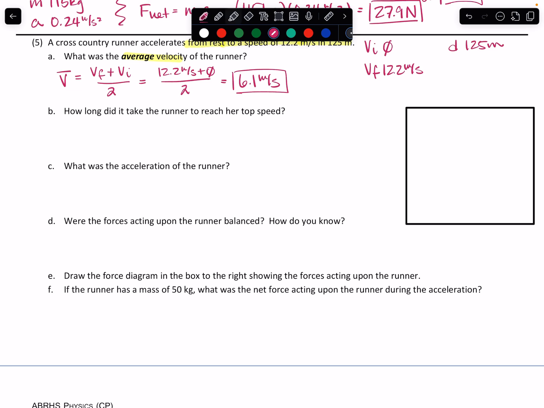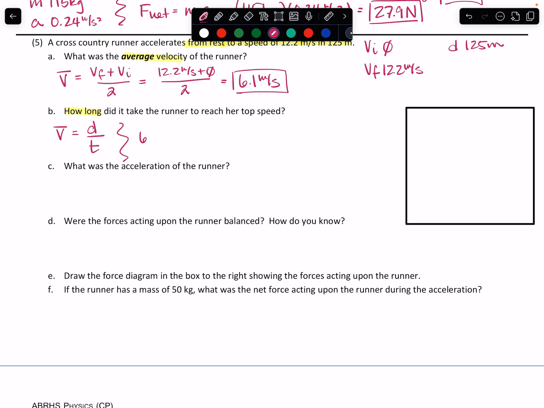For part B, it says how long did it take the runner to reach her top speed? So now it is asking about time. We don't really have enough information to use our distance formula here because we don't know acceleration. So instead, we're going to use the average velocity formula again, but this time solve it with distance and time.